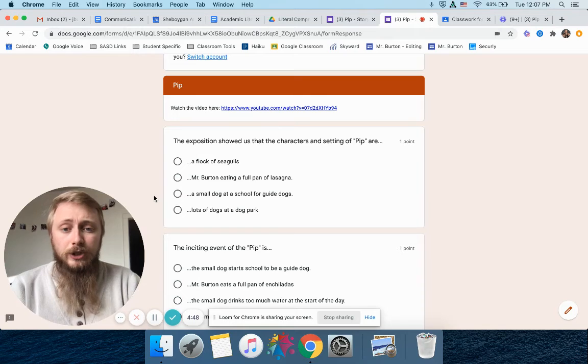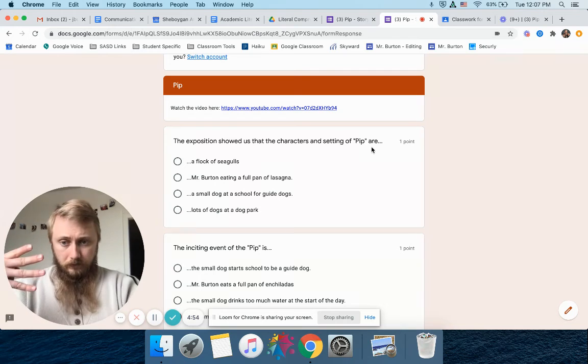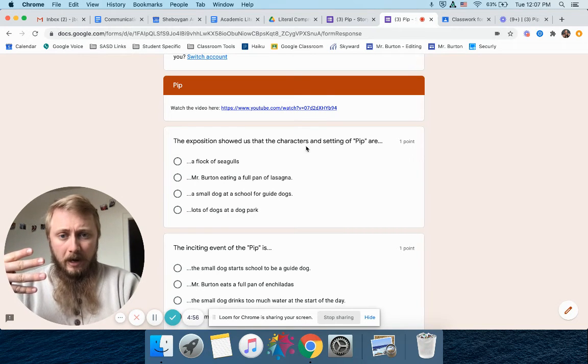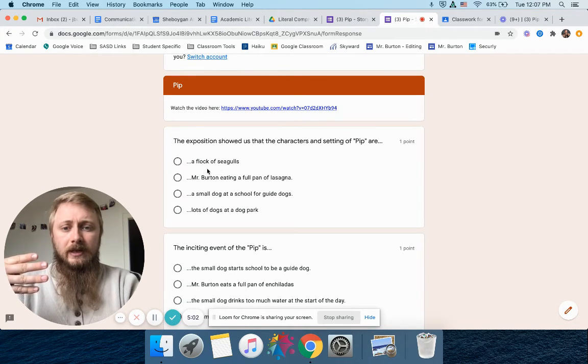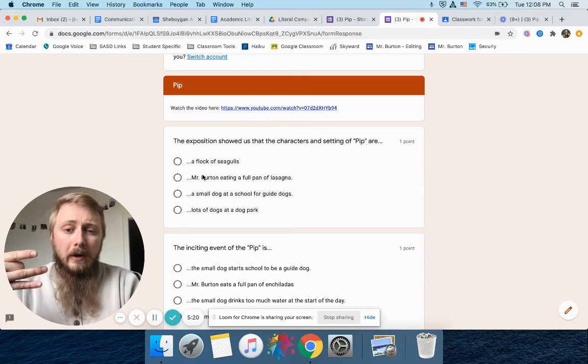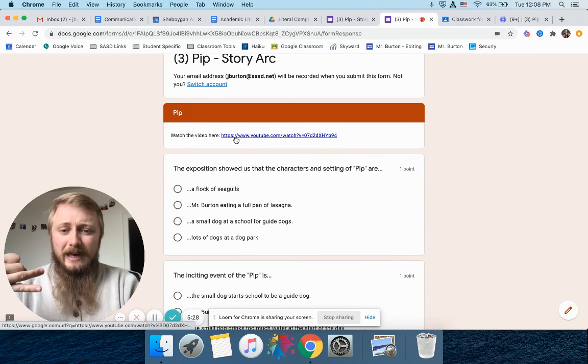So, exposition showed us that the characters and setting of Pip are... All right, let's try to figure out which ones we can ignore. They are a flock of seagulls. The exposition showed us that the characters and setting of Pip are Mr. Burton eating a full pan of lasagna, a small dog at a school for guide dogs, lots of dogs at a dog park. Well, I know that Mr. Burton eating a full pan of lasagna, that one's just goofy. That's not the answer. A flock of seagulls. We watched other videos about birds, but there weren't birds in the video Pip. So that one's not it.